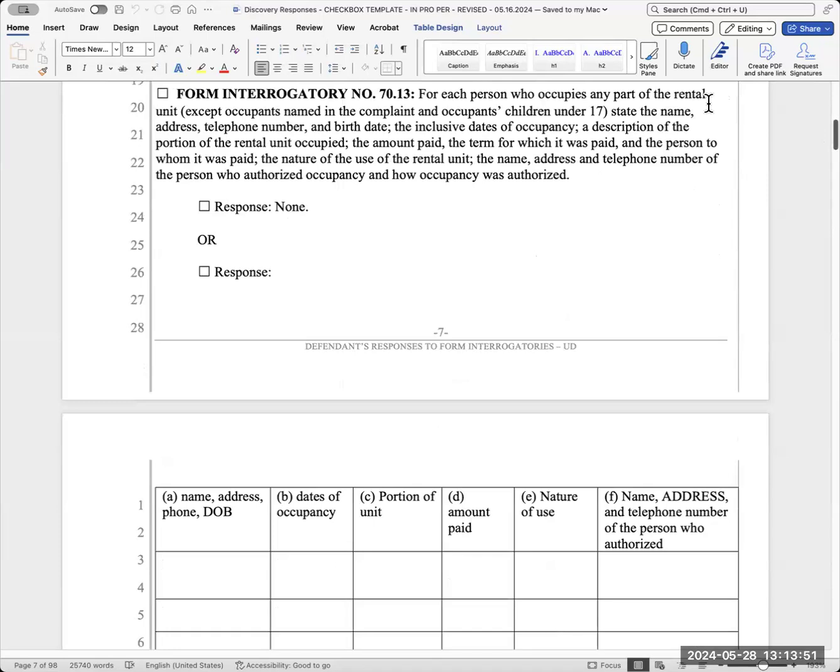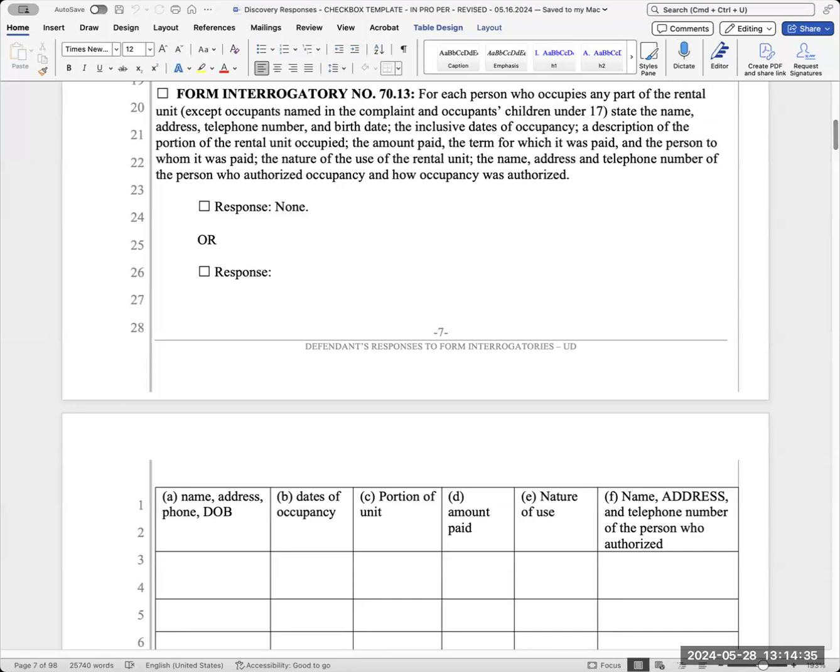70.13, for each person who occupies any part of the rental unit except occupants named in the complaint and the occupant's children under the age of 17. For all else, so anyone who's not named in the complaint, who's an adult, 18 or over, state the name, address, telephone number, and birth date, the inclusive dates of occupancy, a description of the portion of the rental unit occupied, the amount paid, the term for which it was paid, the person to whom it was paid, the nature of the use of the rental unit, the name, address, and telephone number of the person who authorized the occupancy, and how occupancy was authorized.